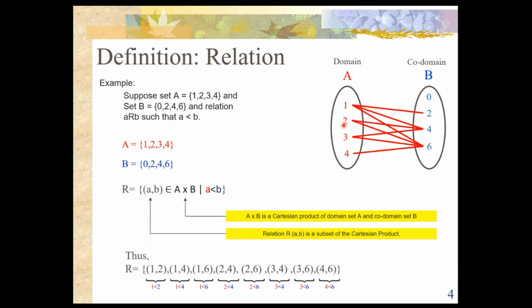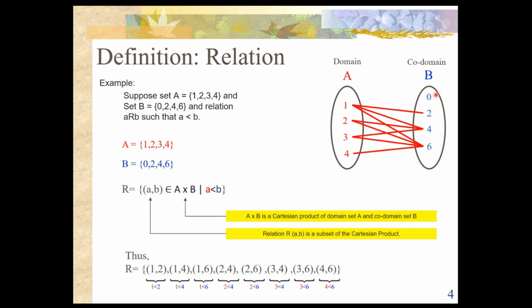We repeat the same for the second element in set A, which is 2. We will check against one by one elements in B. 2 against 0, 2 against 2, 2 against 4. We only draw the line from 2 to 4 because this fulfills the criteria A less than B. And then 2 to 6. And then we repeat again for 3 and 4. These are the elements inside A against the other elements inside B.